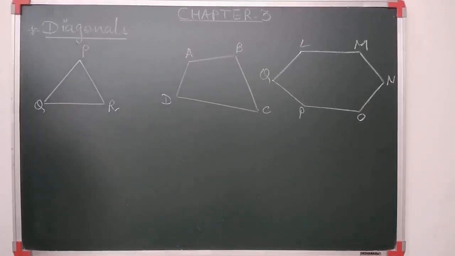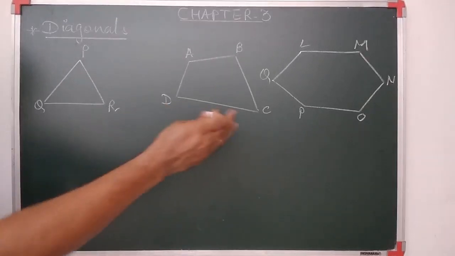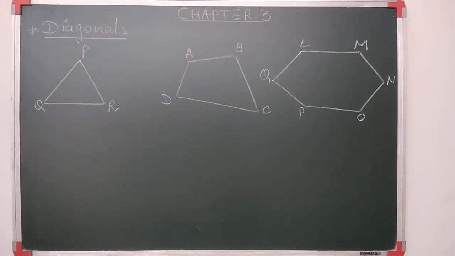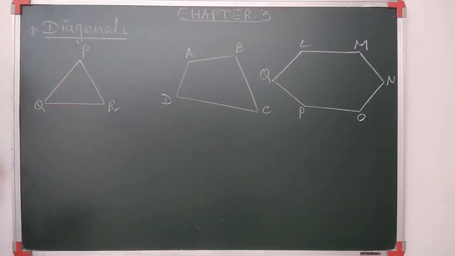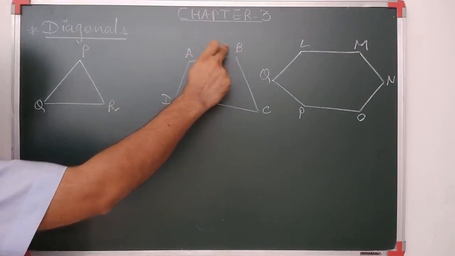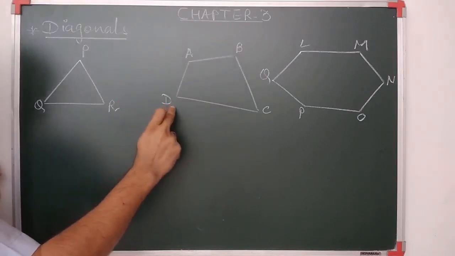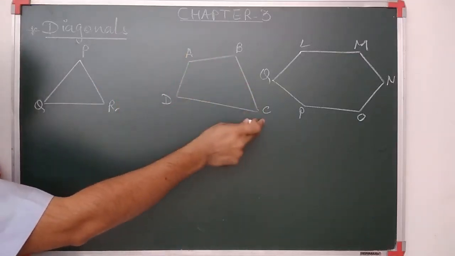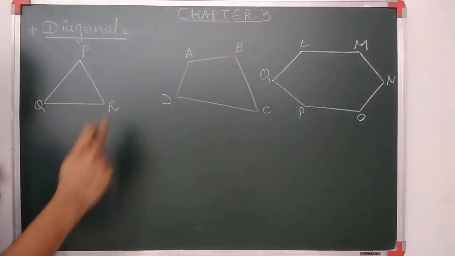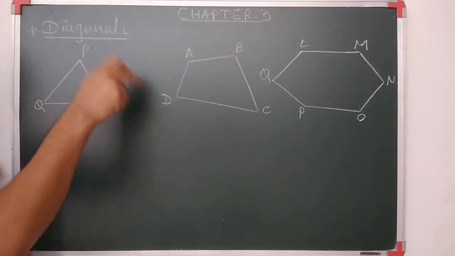Let us understand what the diagonals of a polygon are. Let's understand the definition, then we'll find the diagonals. A diagonal is a line segment other than the sides of the polygon. It is a line segment connecting two non-consecutive vertices. Non-consecutive means, here A and B are consecutive, A and D are consecutive, D and C are consecutive. So we can say A and C are non-consecutive, as well as B and D. Non-consecutive means not next to each other.